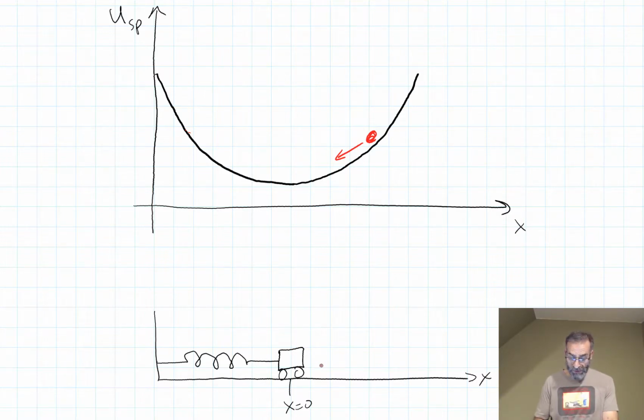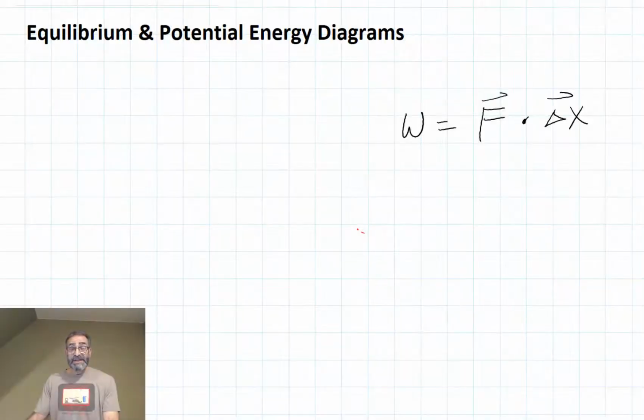As we pull the cart to a bigger and bigger distance, the slope of this curve increases and the force on our object increases. It's easy to show how the force relates to the slope of the potential energy curve. We're going to start with our definition for work done by a constant force. We can assume that our force is in the same direction as our displacement because we're only dealing with a one-dimensional problem.